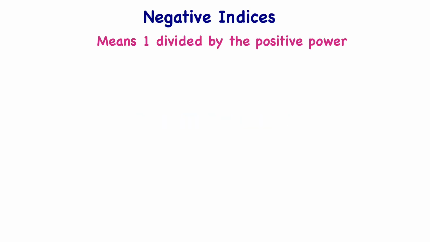Rules of indices, part 2. When you have negative indices, it means 1 divided by the positive power. It looks like this. Let's see how that looks as an example.